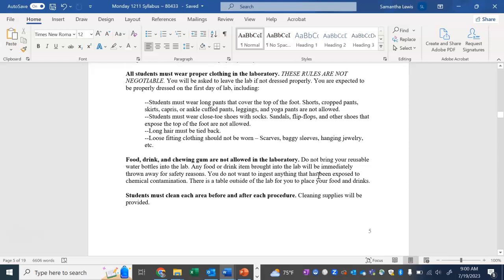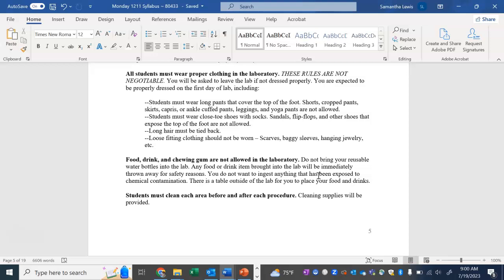Now, this is the most important. Students must wear proper clothing in the laboratory. These rules are non-negotiable. You're going to be asked to leave the lab if you're not dressed properly, and you're expected to be dressed on the first day of lab, including long pants that cover the top of your foot. There are no shorts, no crop pants, no skirts, no capris, no ankle cuff pants, no leggings, no yoga pants, okay? They are going to be long pants that cover the top of the foot.